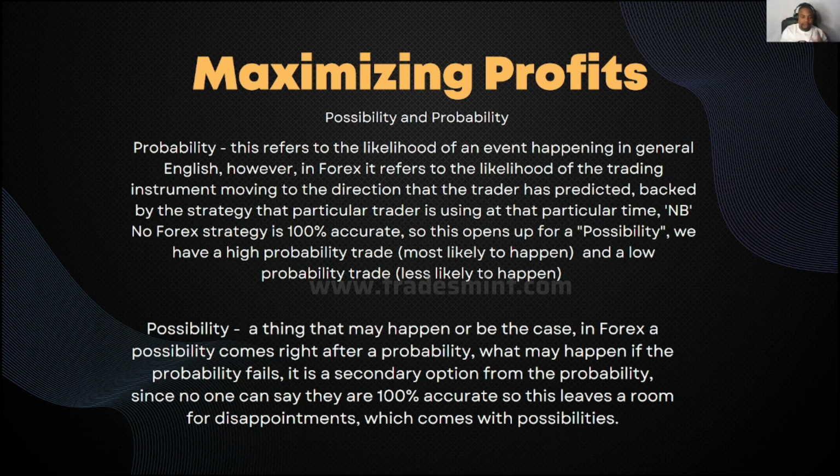However, in Forex, it refers to the likelihood of the trading instrument moving in the direction of that trader's prediction. This is backed by the strategy that that particular trader is using at that particular time and moment. And you must take note and caution of this: no Forex trading strategy is 100% accurate. So this opens up a possibility. We will have a high probability trade most likely to happen and a low probability trade that is less likely to happen. That low probability trade is then a possibility of what would happen if the main probability doesn't happen.